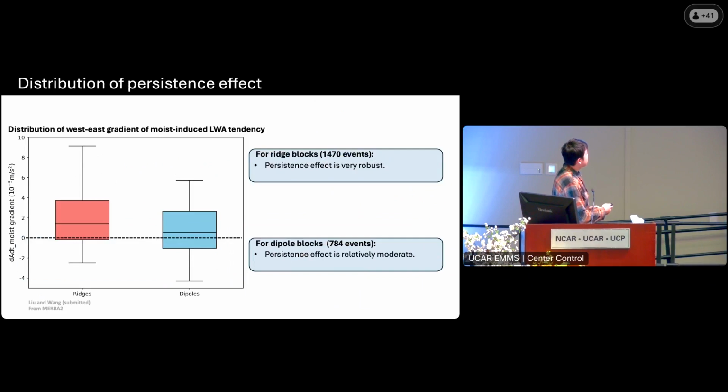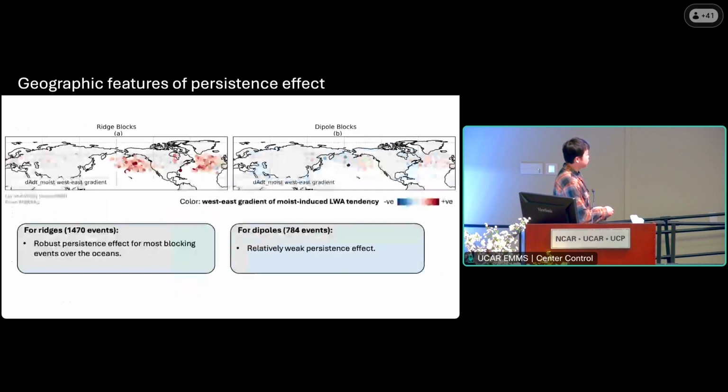And we can also show that the persisting effect is also robust for ridge. This is a persisting effect quantified by the west-east gradient of this moist-induced wave activity tendency. The larger gradients mean that the persisting effect is stronger. So we can see that the persisting effect is stronger in ridge than dipoles. And it's also clear in these geographic features. Now the color represents the persistence effect, the west-east gradient of the moist-induced local wave activity. So we can see that for ridge, especially over the ocean, this persisting effect is very strong. While for the dipole, the persisting effect is relatively weak because of these light colors.